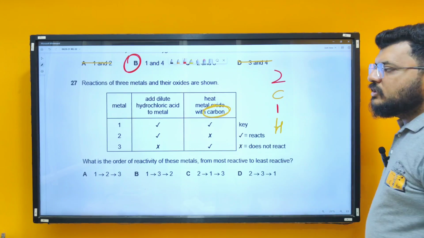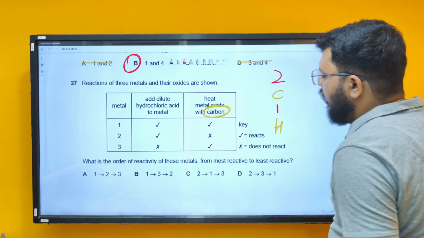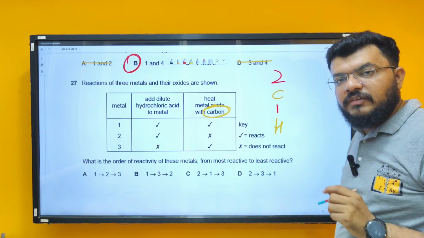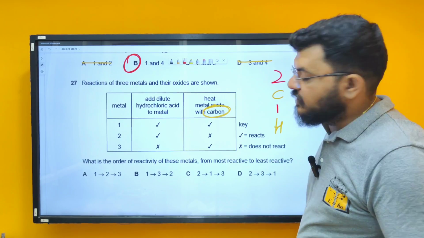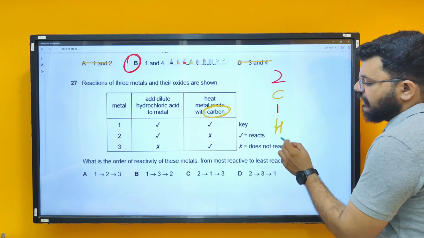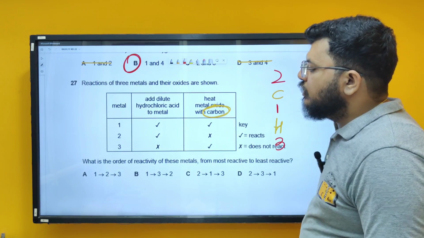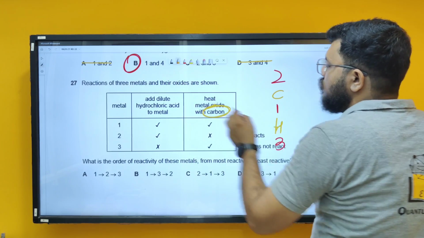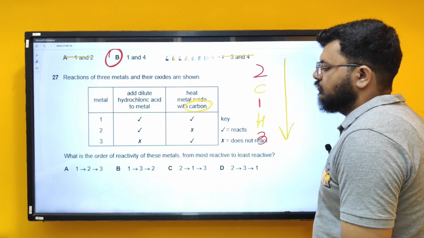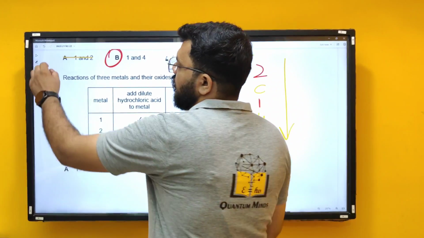So metal 2 is here. Then the one that does not react with hydrogen but reacts with carbon: if it does not react with hydrogen, it cannot replace hydrogen from the acid, which means it is less reactive than hydrogen. So it is placed here. Then what is the order of reactivity from most reactive to least reactive? So your arrow must go this way. So option C is your correct answer.